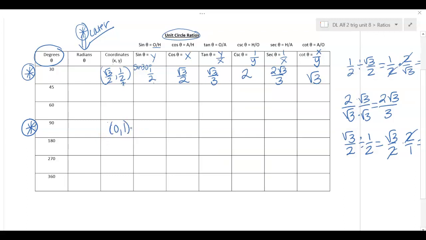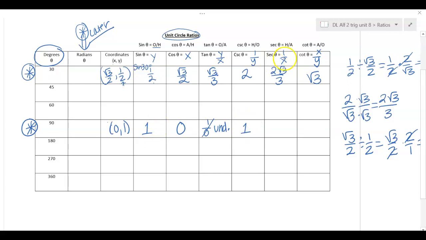So sine of 90 degrees would be the y coordinate at that angle, which is 1. Cosine of 90 degrees would be the x coordinate at that angle, which is 0. The tangent at 90 degrees would be the y divided by the x. That would be 1 divided by 0, which is undefined. The cosecant is the reciprocal of the sine. So 1's reciprocal is still 1.